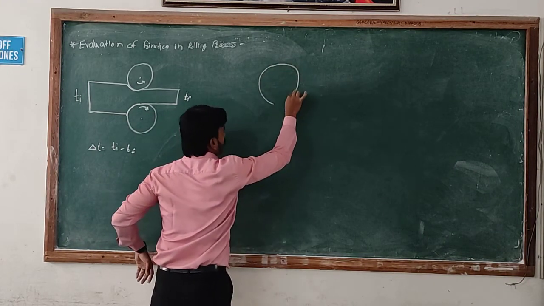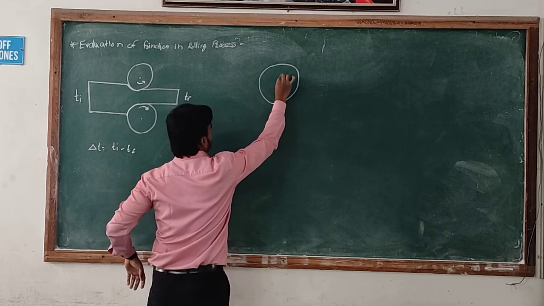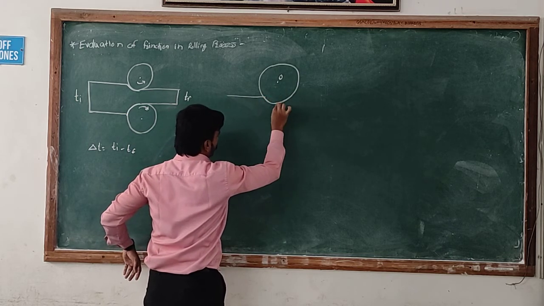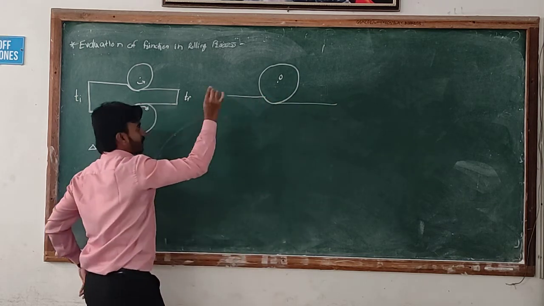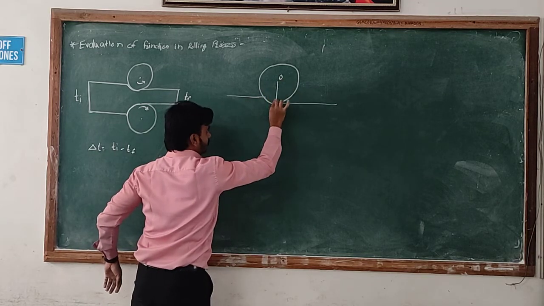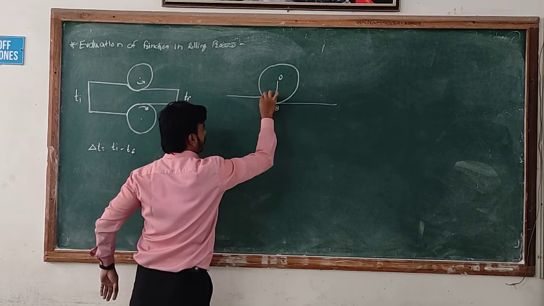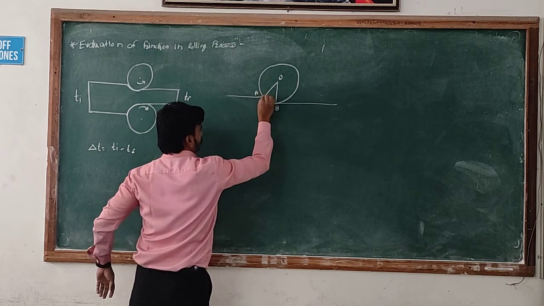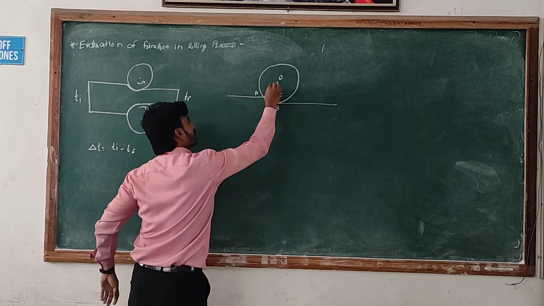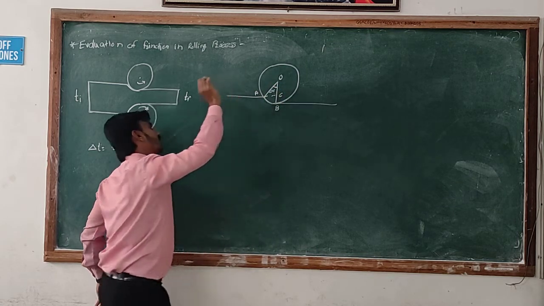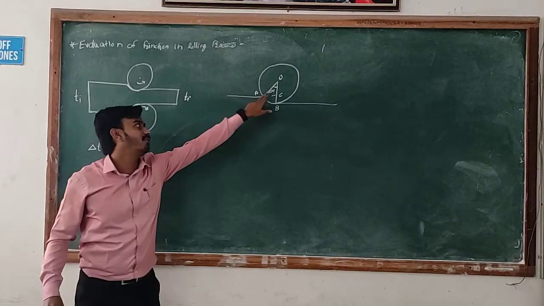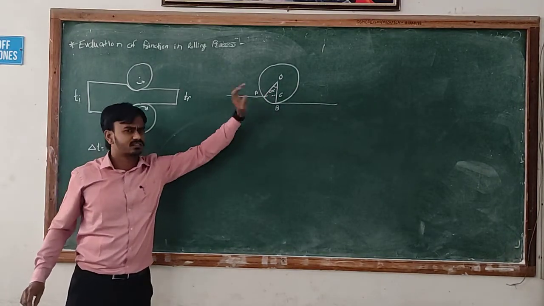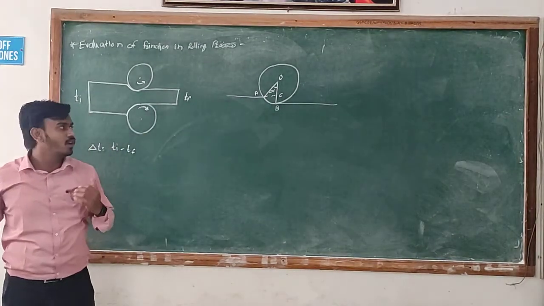This is the enlarged view of the roller. This is the center O, and this is my material. Suppose I mark this point as B. This is point A. Here is the point C, and here is angle alpha. Angle alpha is called the angle of deformation.